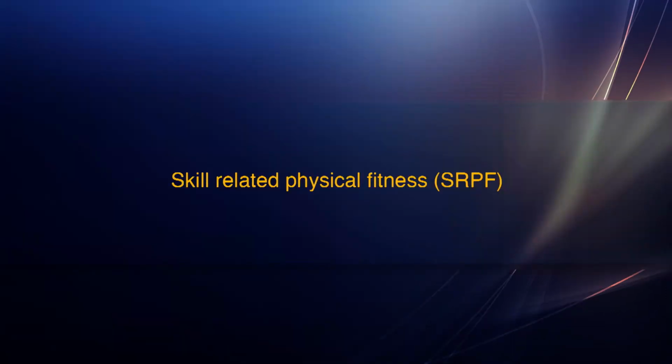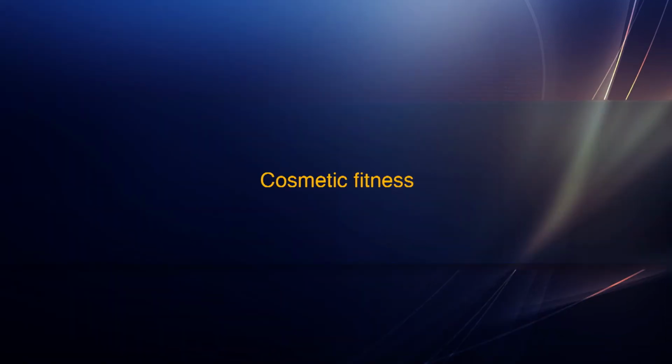Skill-related physical fitness. It consists of those components of physical fitness that have a relationship with enhanced performance in sports and motor skills. And the components are commonly defined as speed, agility and coordination. The third one, cosmetic fitness. It deals with prevention and remediation of disease and illness leading to a better quality of life. It is simply working out for the purpose of looking fit.